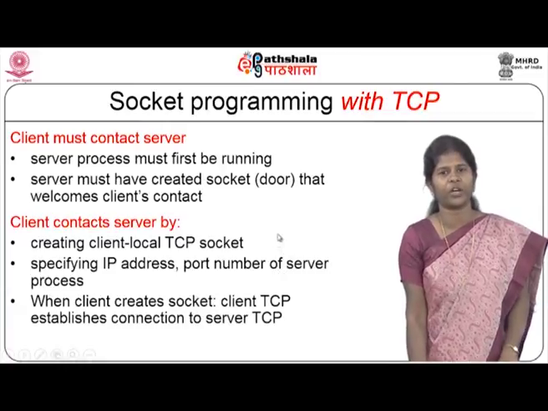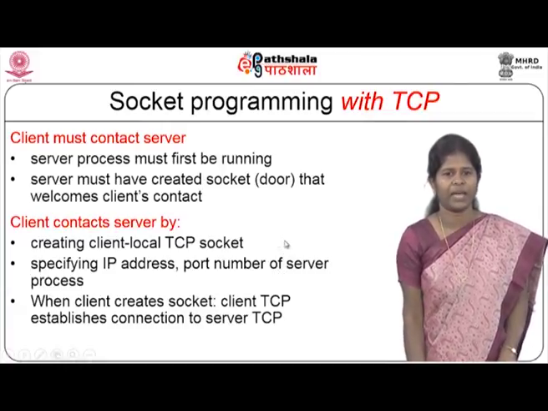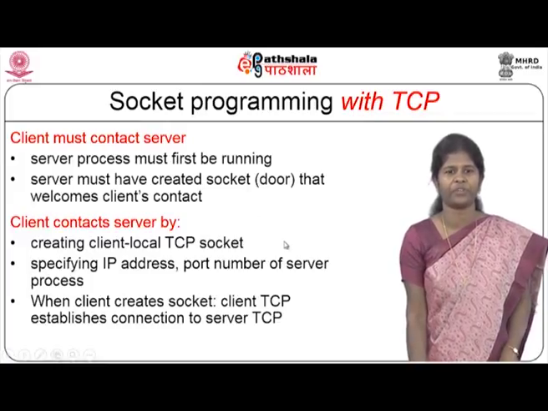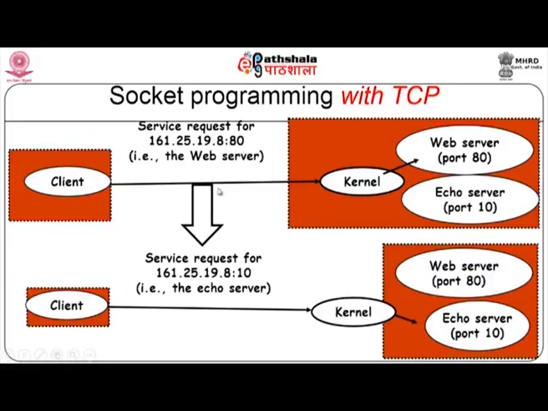And when you are doing socket programming with TCP, as I told you earlier, you need to have the IP address as well as a port number. So, what is the port number? If you look at this diagram, here you find that there is a client and there is a server, and there are a number of services that are running in the server. Say for example, in this server, there is a web server service that is being provided on port number 80 and another echo server service that is provided on port number 10. And both of these services are provided in the same machine.